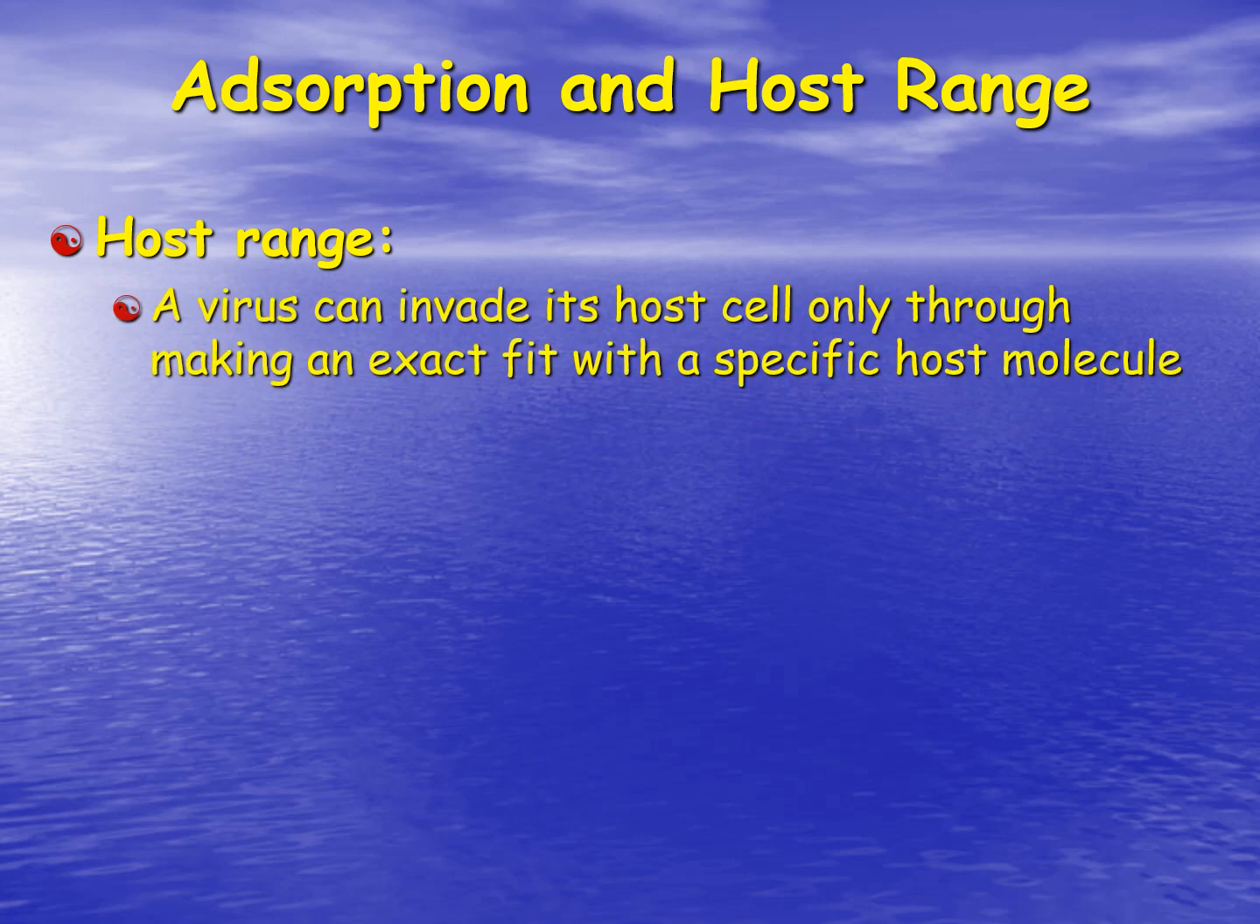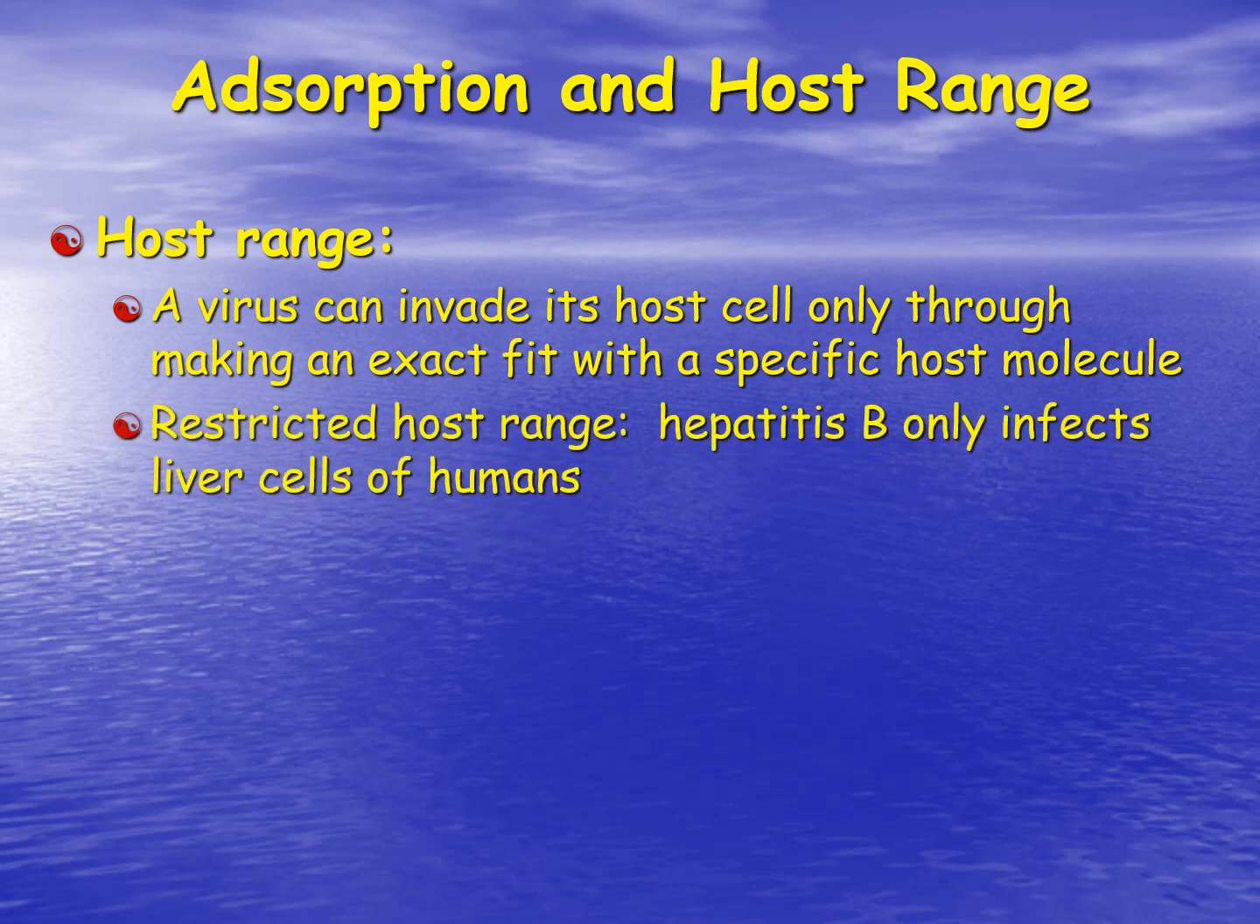Host range actually varies. A virus can invade its host cell only through making an exact fit with a specific host molecule on the surface of the host cell. Most viruses have a restricted host range. For example, hepatitis B only infects liver cells of humans because the human liver cell is the only cell that has the receptor that hepatitis B can adsorb to.